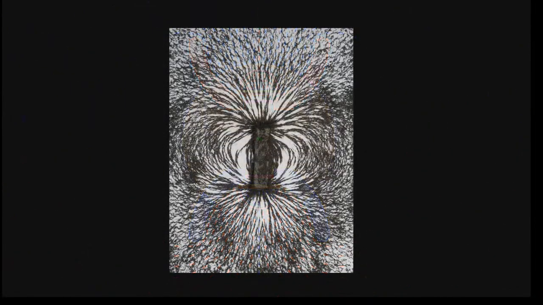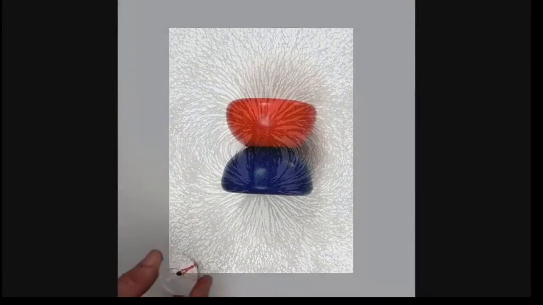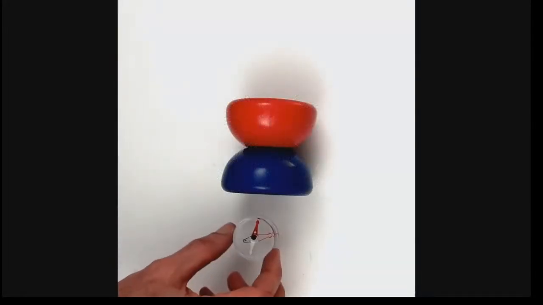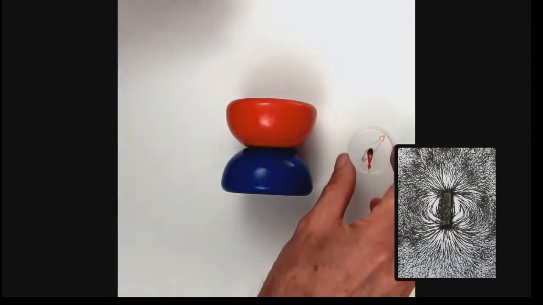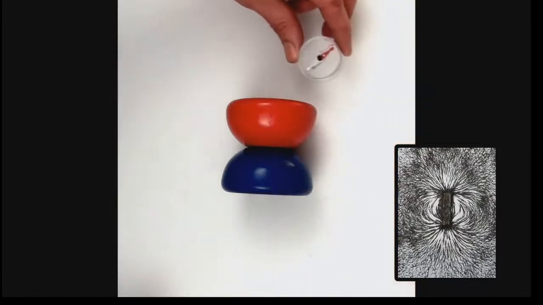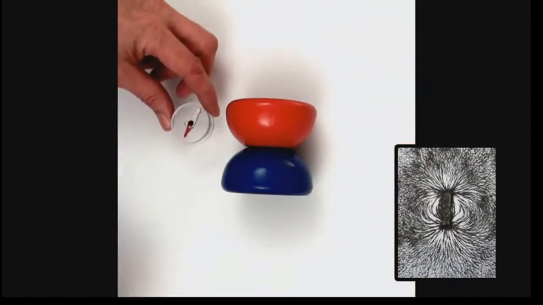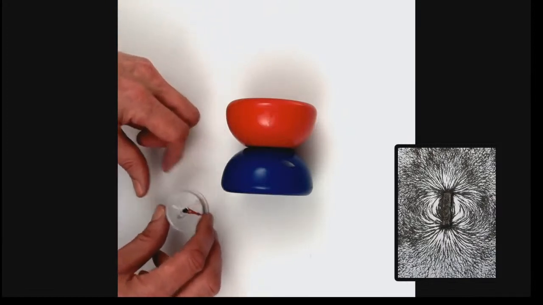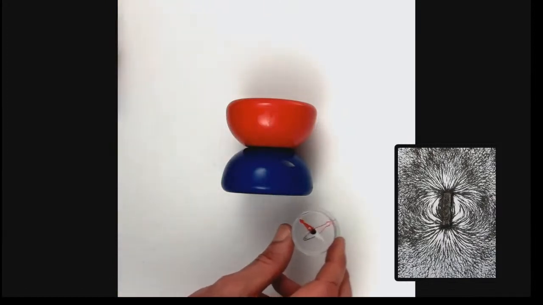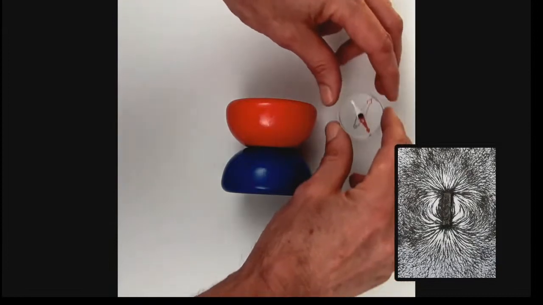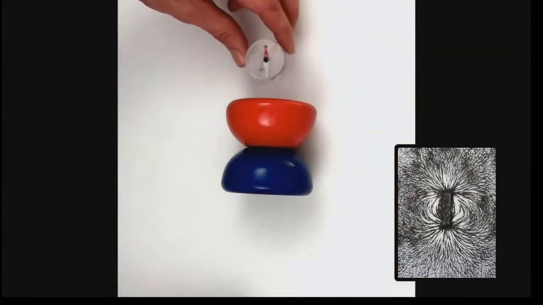Here we see iron filings revealing the magnetic field lines around a bar magnet. Now we see a compass being used to reveal the magnetic field around the bowl-shaped emitter set. Notice that the field emitted from both the bowls and the bar magnet are the same. No wonder mankind was unaware of these bowl-shaped magnetic fields. They were hiding right in front of us the whole time.